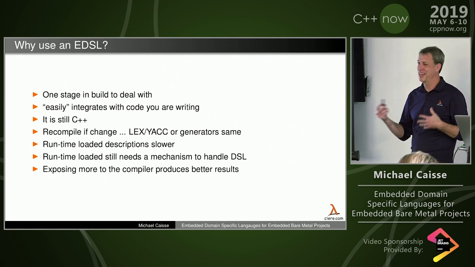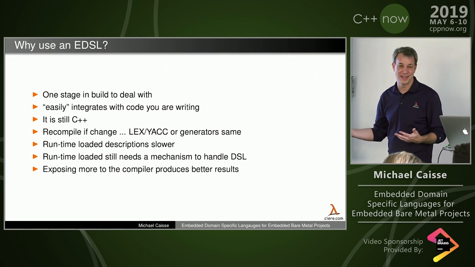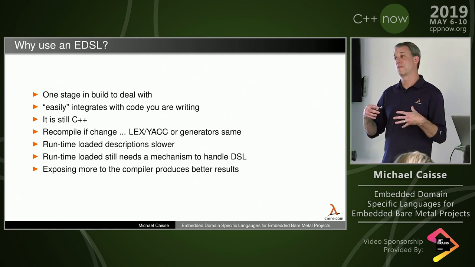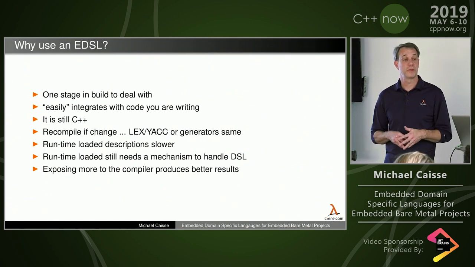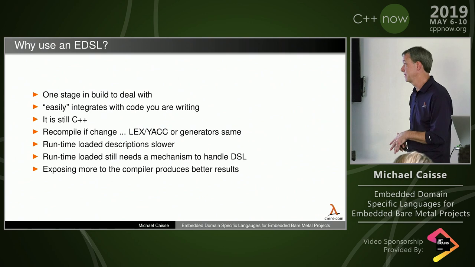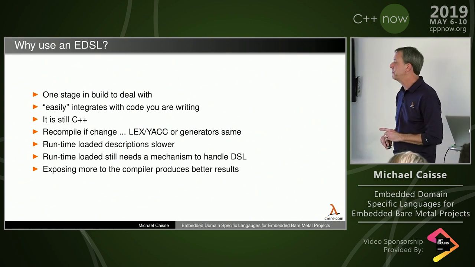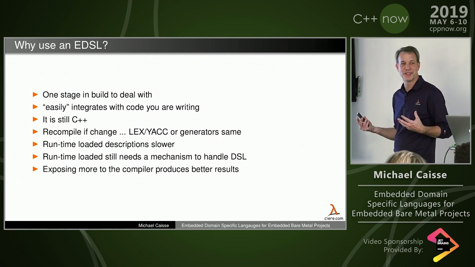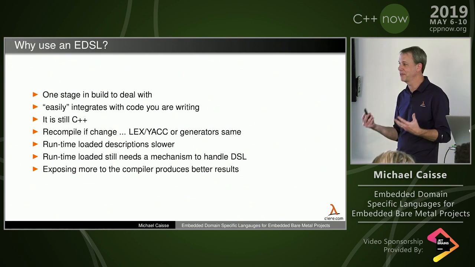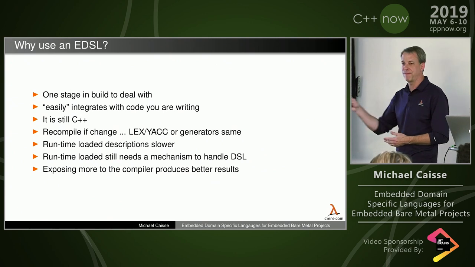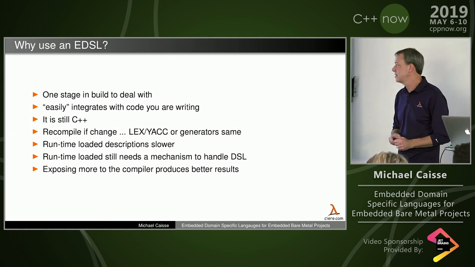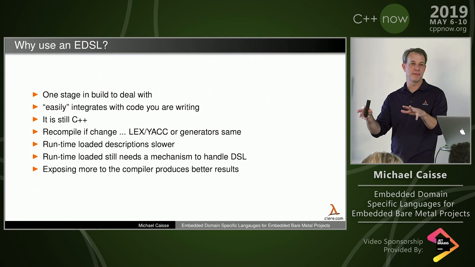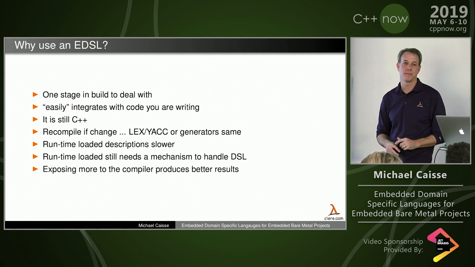You still have this recompile-on-change thing, no matter if you're using an external generator or not, right? If you change the grammar, you change the grammar. There are lots of talks about how to help speed up compilation and isolate yourselves from those changes, many of which I have talked about with Spirit. So if you want those techniques, go look at those. Runtime, if you do runtime loading of the language, you still have a domain-specific language you have to deal with. You still have an engine of some sort that you have to use to grovel over it. And then the final one, which is really what drives me most, is that exposing more to the compiler produces better results. The more I can tell the compiler about something without getting in its way, the better results the compiler will produce.